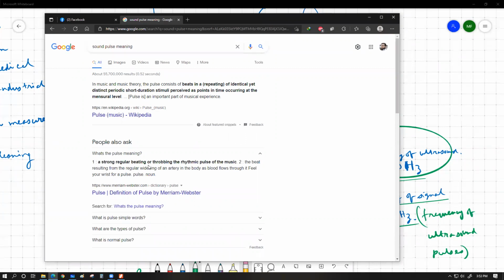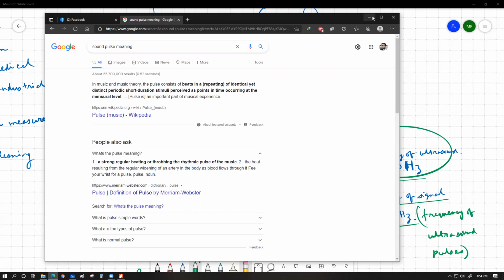A strong, regular beating or throbbing, a rhythmic pulse of the music. The beat resulting from the regular widening of an artery is a medical pulse. In music and music theory, the pulse consists of beats in a repeating series of identical yet distinct periodic short duration stimuli perceived as points in time occurring at the mensural level.